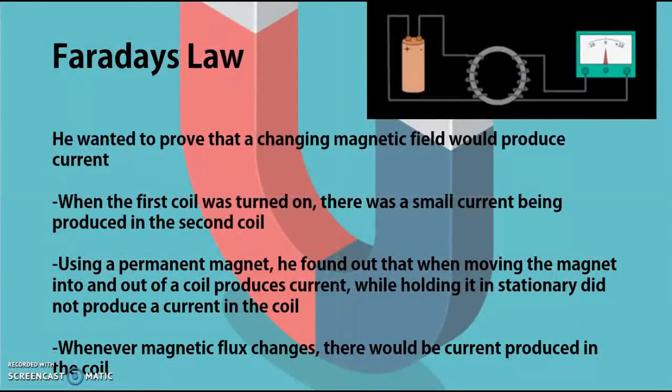So he proceeded by doing another experiment where he uses a permanent magnet and moves it in and out of the coil. As he pushes it into the coil, he realizes that there's current being produced. And as he pulls it out of the coil, he also realizes that there's current being produced. But as he held it stationary inside the coil, there's no current being produced. Why? Even though there is magnetic flux when he held it stationary, there's no change in magnetic flux. Therefore, there's no current being produced. But when you push it in or pull it out, the magnetic flux changes. Therefore, current will be produced.